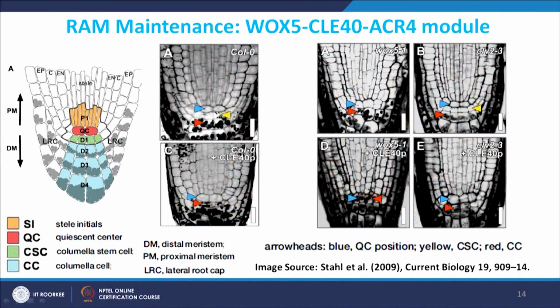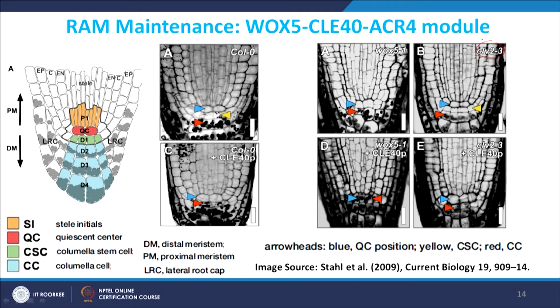Then if you combine this mutant, if you look at the VOX5 mutants, as you saw earlier, in VOX5 mutant you do not have columella stem cells, but when you treat with CLE40 protein, even the QC got differentiated. So apart from the loss of columella stem cells, even the QC has accumulated the gain. So there is a gain of differentiation.